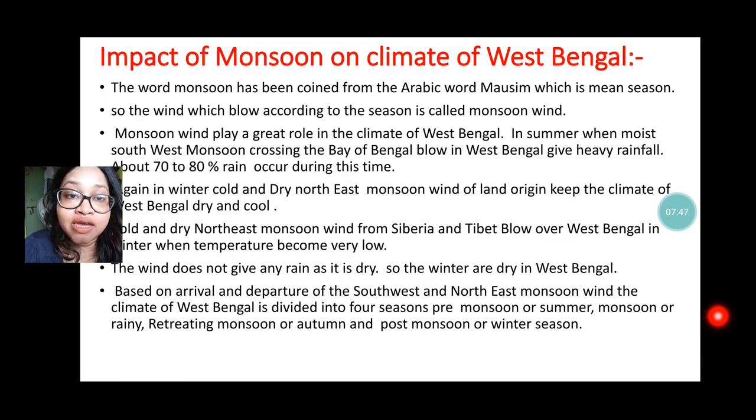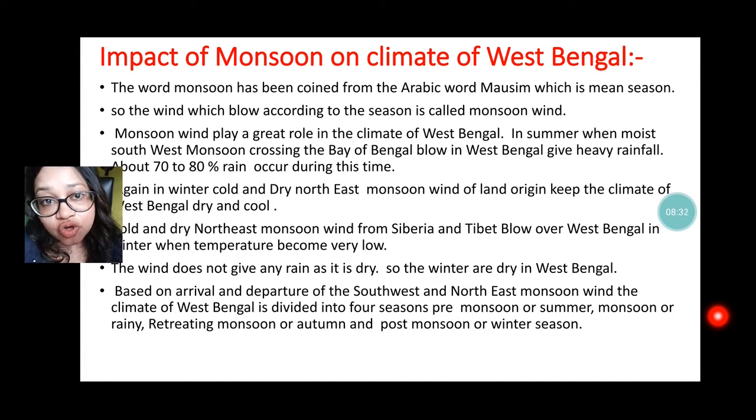Okay, and in the winter season a cold and dry northeast wind blows, and the land of West Bengal stays dry and cool during winter. The cold dry northeast monsoon wind blows from Siberia and Tibet over West Bengal. When the temperature becomes very low in winter, the cold wind blows from Siberia and Tibet. The wind does not give any rain as it is very dry and does not have any water vapor in it, so there is no rainfall during the winter season.